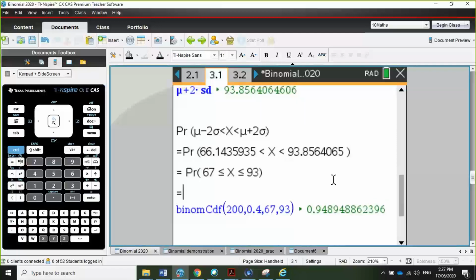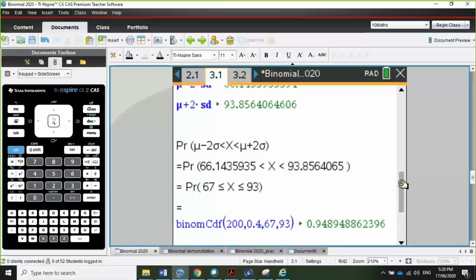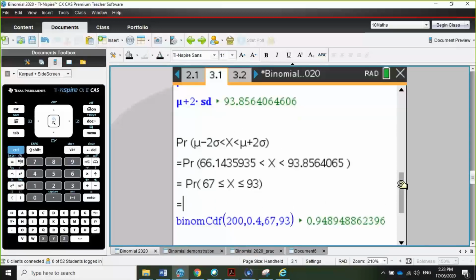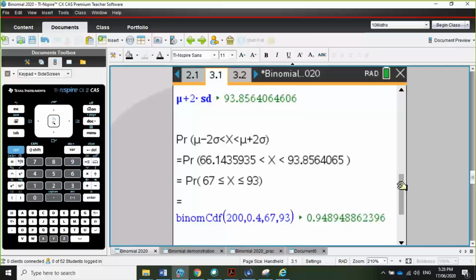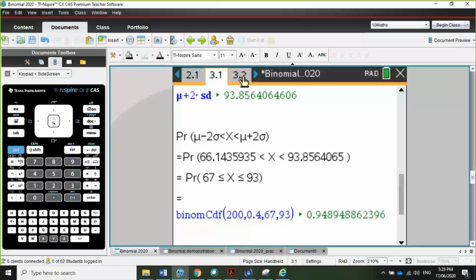I'm saying that because that number is quite close to one. So you should be looking at your answers as well when you get them and asking, does that sort of logically make sense? And in the context of this question, that number does sound about right. Okay, so we've answered question four.